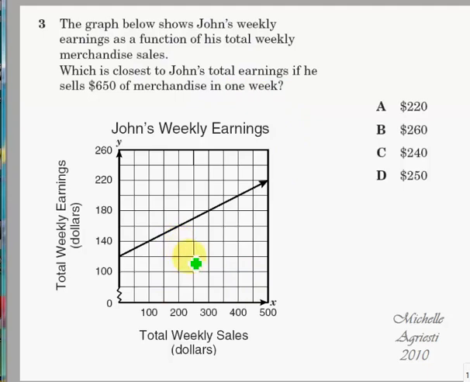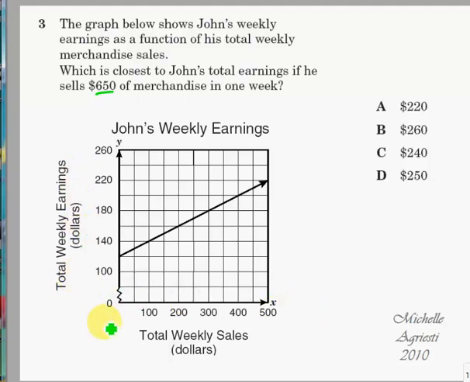Here's my graph. On the x-axis we have his weekly sales, and the y-axis is his earnings. Looking at this, every other one increases by 100, so each mark here represents $50 in sales. And we're looking for 650, and we can see that is off the graph.